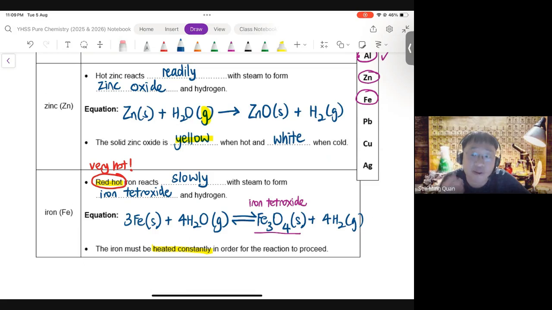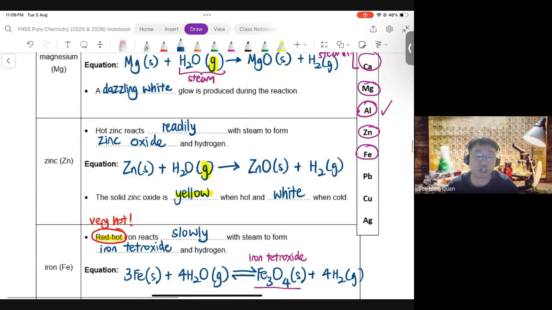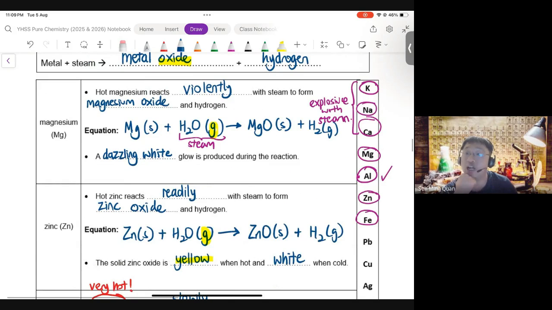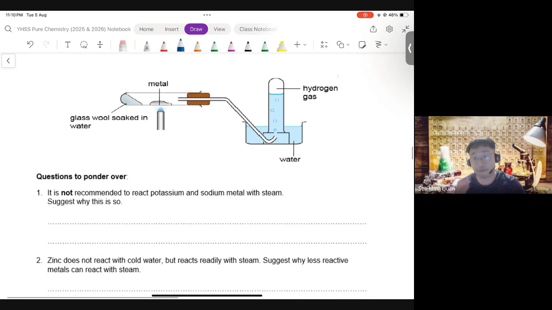Now, after remembering the reactions, the next thing to remember is which metals react with cold water, and which metals can react with steam. And this is where the chart on the right hand side of the page comes in handy. You should have circled which metals react with steam. All right. Now, I understand there are some questions that follow. We are now going to go through the questions that follow on the next page.